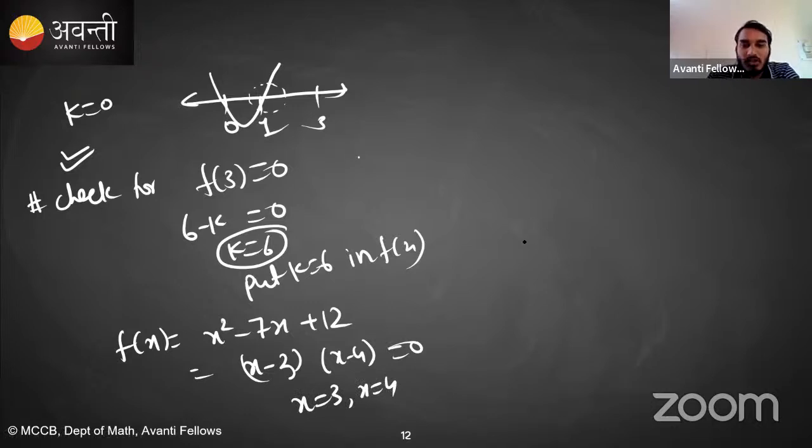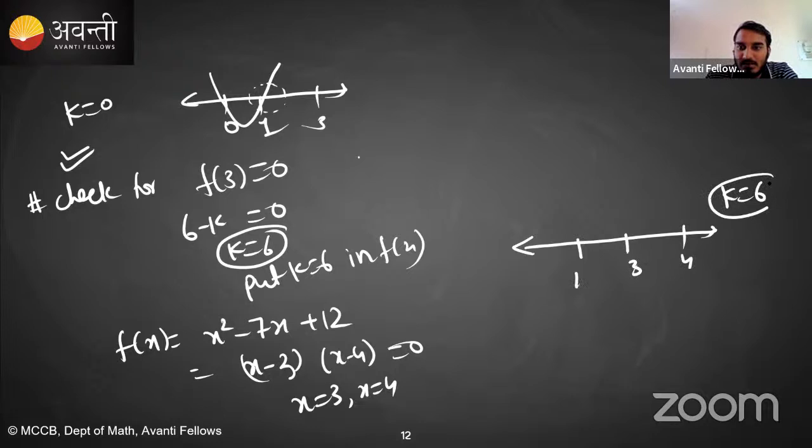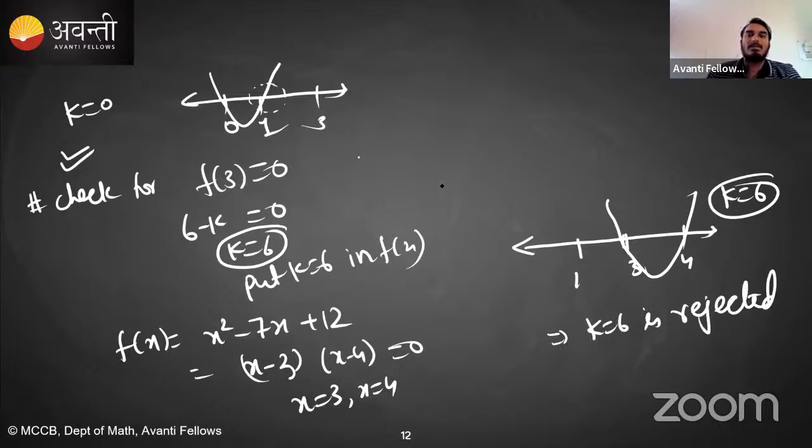So it means if k is equal to 6, this is 1, this is 3, this is 4. If k is equal to 6, then this is the condition. See, there is no root which exists between 1 and 3. It implies k equal to 6 is rejected. Yes or no? Do you understand?